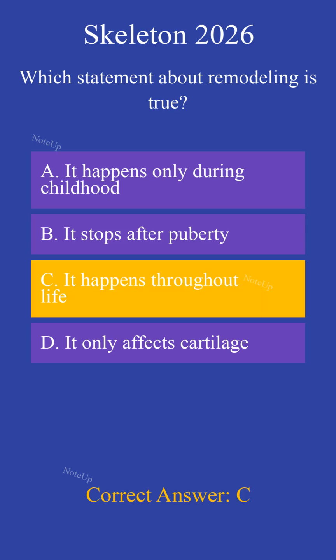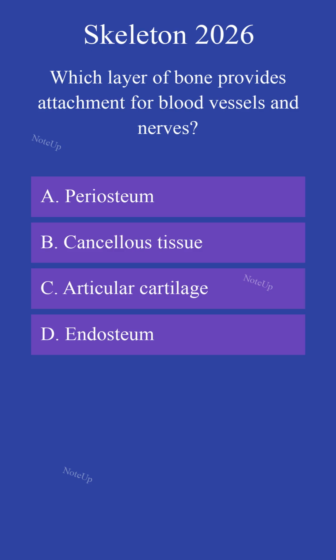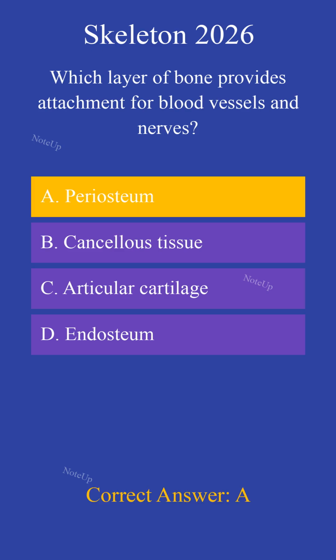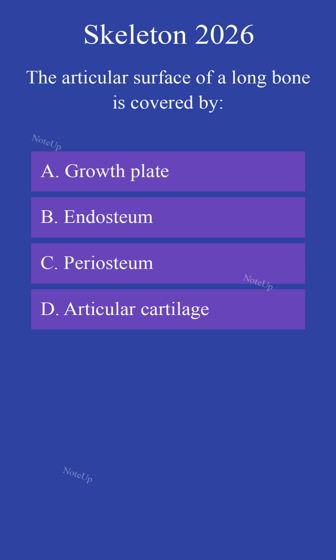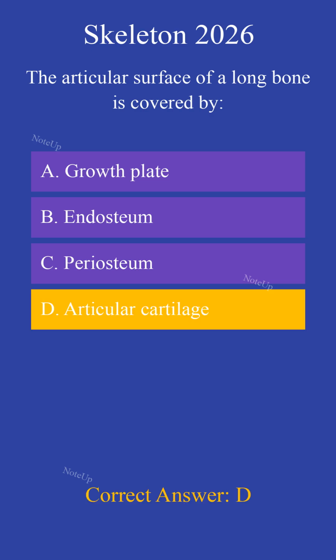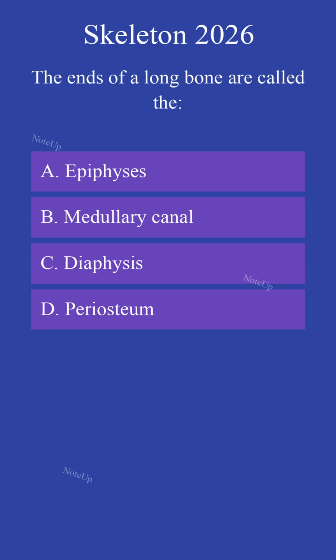The correct answer is C. It happens throughout life. Which layer of bone provides attachment for blood vessels and nerves? The correct answer is A. Periosteum. The articular surface of a long bone is covered by? The correct answer is D. Articular cartilage. The ends of a long bone are called the?